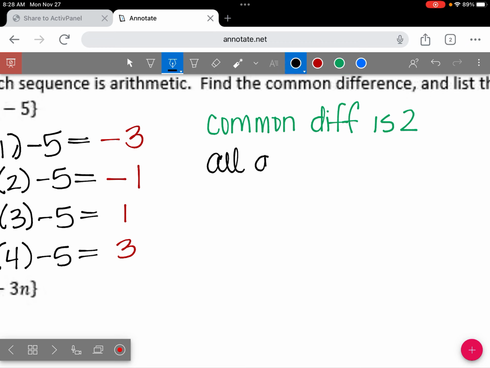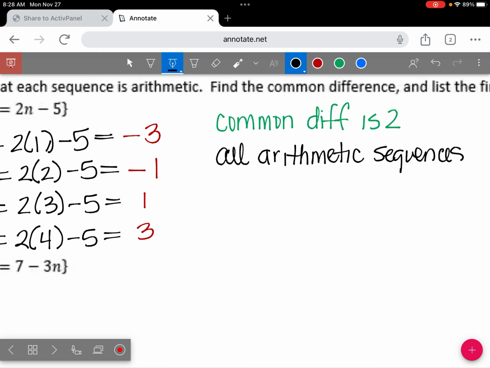So all arithmetic sequences are linear. And because they're linear, which means you have y equals mx plus b, that means that they all have a slope and a y-intercept. The slope is your common difference.